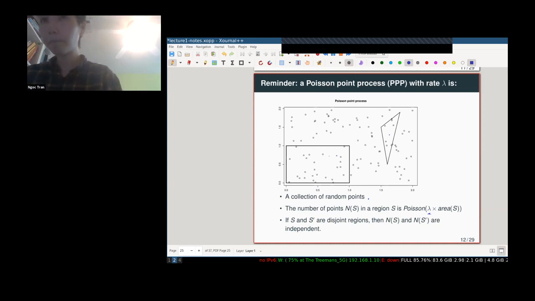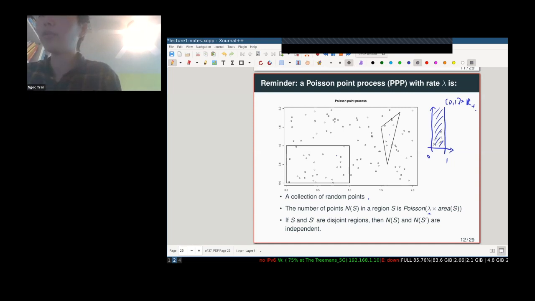And the key point is that if you have disjoint regions, then the numbers of points in the regions are independent. Earlier I said, let's run the Poisson point process on R2, on 0, 1 times the positive reals, this infinite strip. And what I mean by that is I have a point process that satisfies these properties.